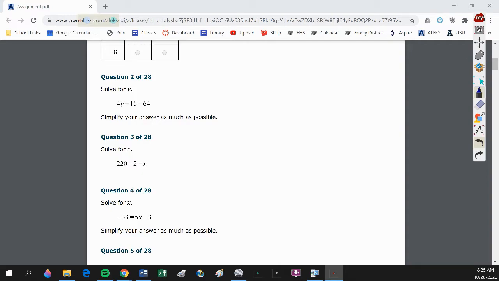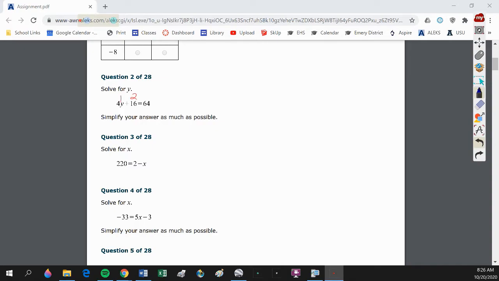Well, we have to figure out what number hits y first. So y is influenced by a multiply by 4 and an add 16. Which one happens first? The 4. Why? Because it's multiplication, and multiplication is higher on the list in order of operations. So this is step number 1, and this is step number 2.